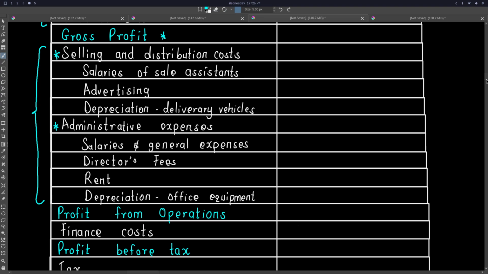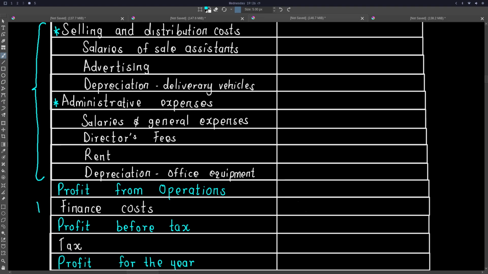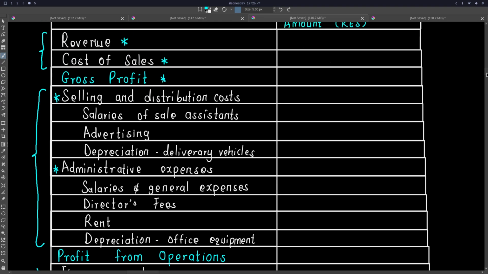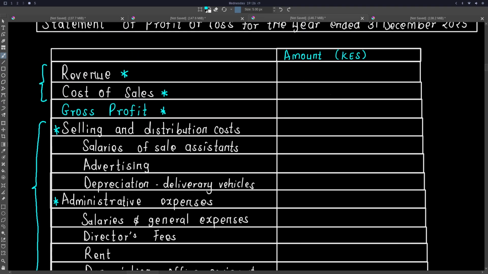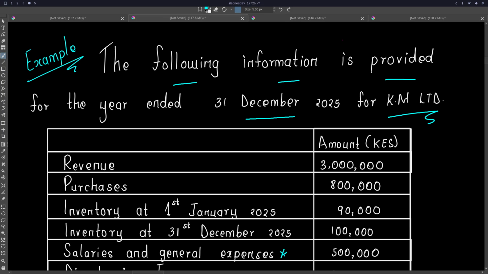Then after that, we usually include finance costs. We include finance costs if there are any, and then we take our tax, okay? We less our tax as well, then we'll be able to get the profit for the year. Now let us look at it. We start from the information provided.